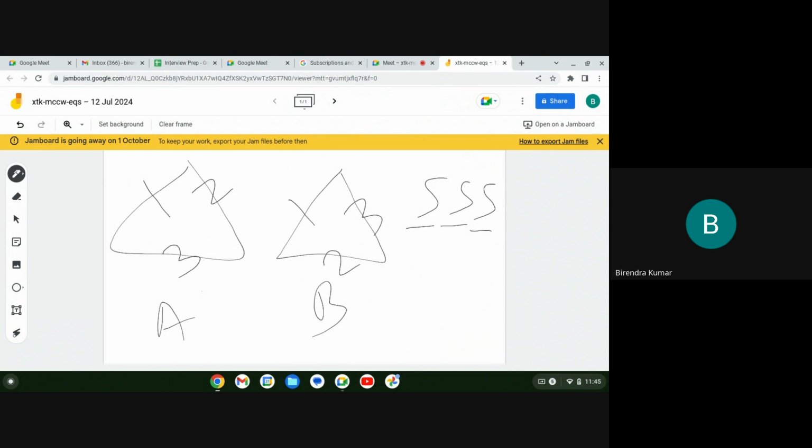I'm taking a pause, just helping you digest what I said. So if you look at it in a very, very simple way, SSS means all sides matching. S stands for side, S stands for side, S stands for side. All sides matching. If two triangles have all sides matching, they are congruent.